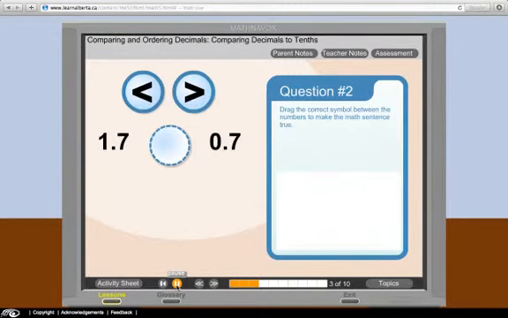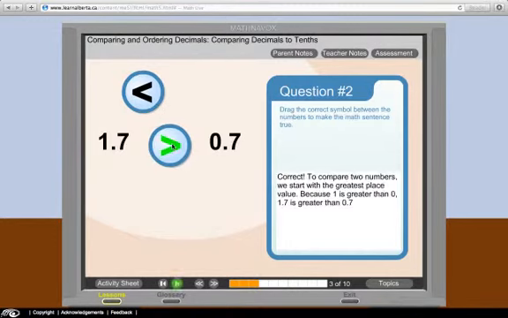Drag the correct symbol between the numbers to make the math sentence true. Correct. To compare two numbers, we start with the greatest place value. Because 1 is greater than 0, 1.7 is greater than 0.7.